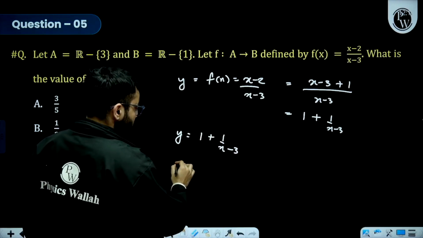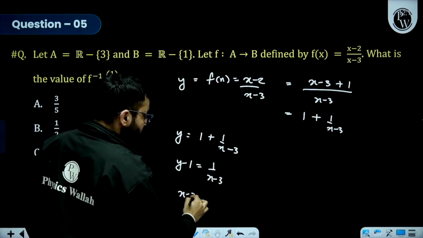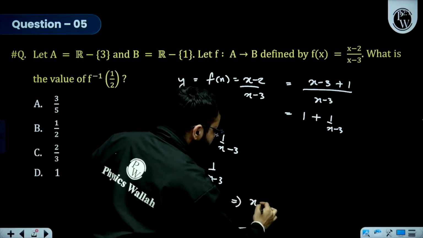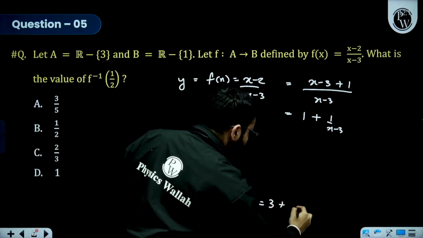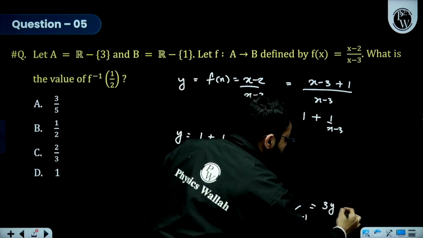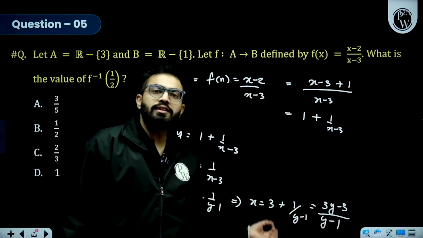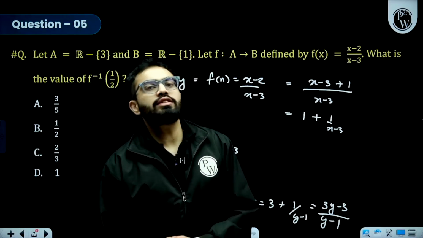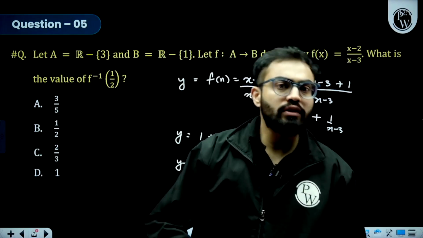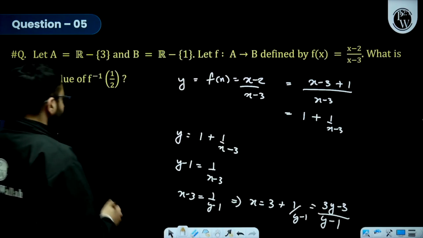And if I resolve it further, this becomes y minus 1 is equal to 1 upon x minus 3. And the value of x minus 3 comes out to be 1 upon y minus 1. And from here, I can say that x equals 3 plus 1 upon y minus 1. And this thing even further reduces to 3y minus 3 upon y minus 1. So I have finally expressed x in terms of y, and to find the inverse, what we need to do is, first step, express x in terms of y, and then interchange the variables. So our x becomes y and our y becomes x now, and finally we get the inverse.